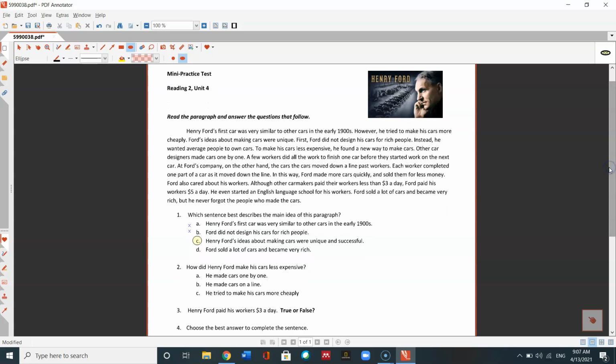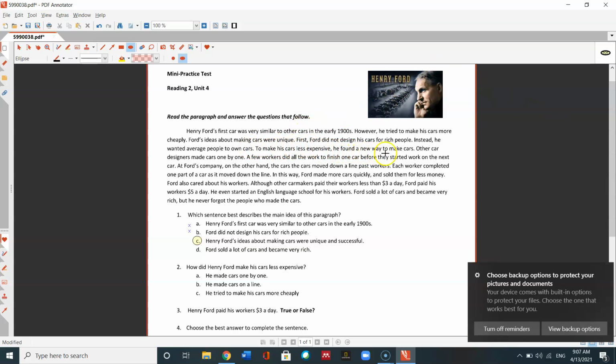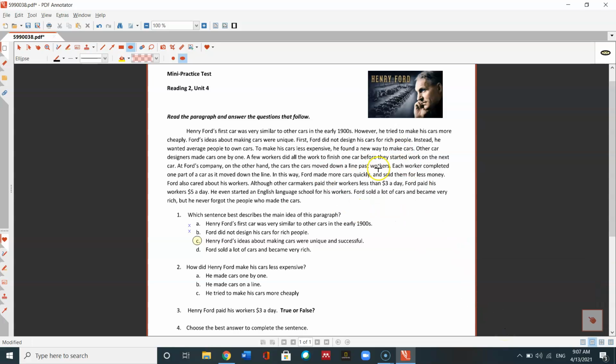Okay, next, number 2. How did Henry Ford make his cars less expensive? So, to make his cars less expensive, he found a new way to make cars. So let's make sure that we know which way to make cars he found. Other car designers made cars one by one. So does that mean he made cars one by one? No, that's not correct because that's what other people did.